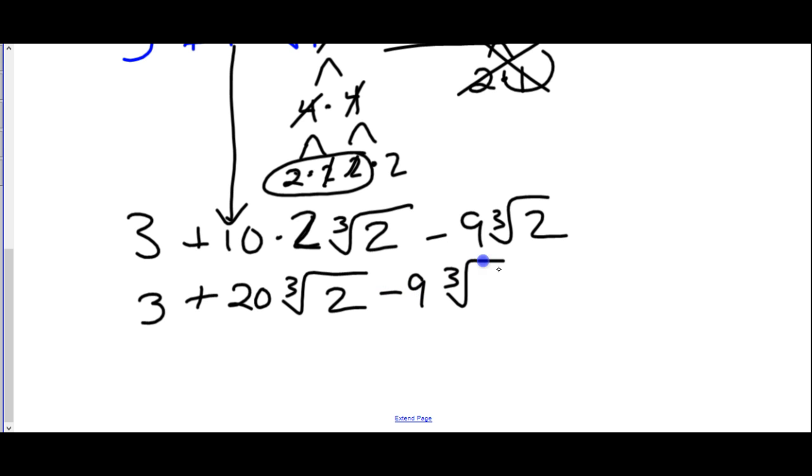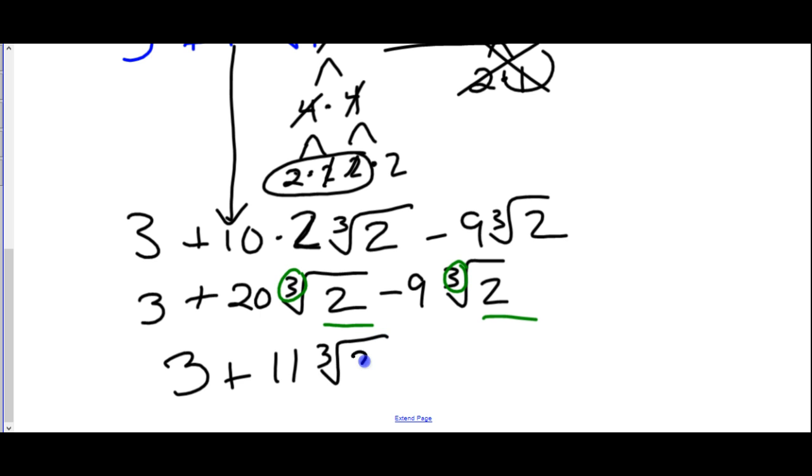So looking at our radicals, we do have the same index and the same radicand. So just the last 2 terms will combine. 3 cannot add to any of it because it does not have the same radicand or index. But we can do 20 minus 9 to give us 11 cube root of 2.